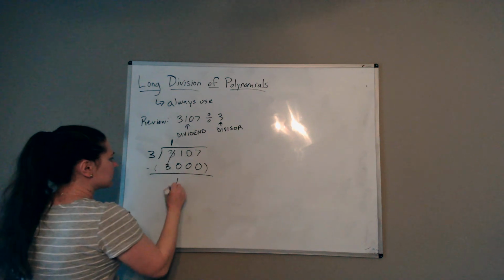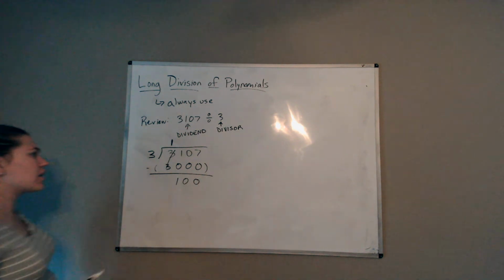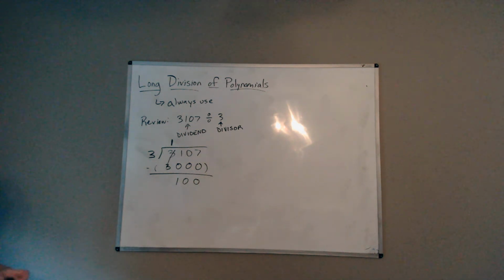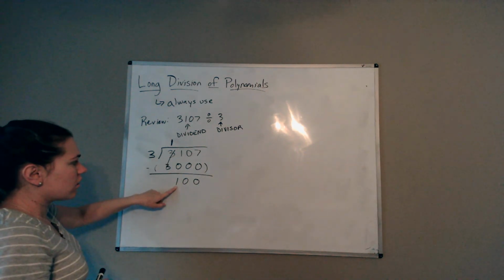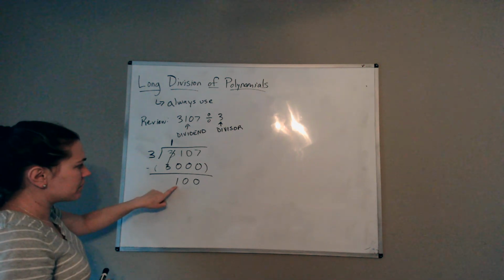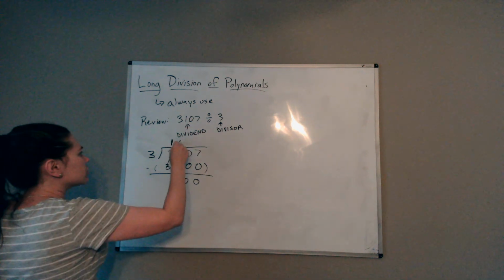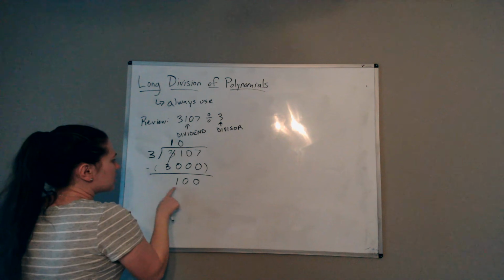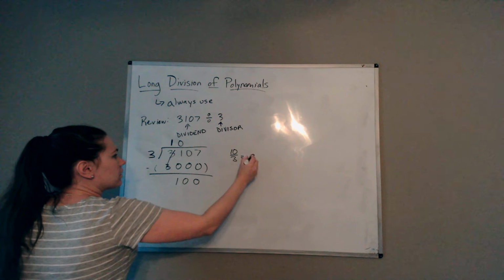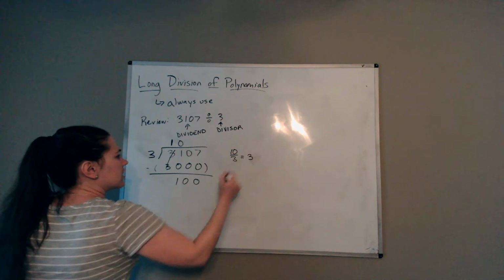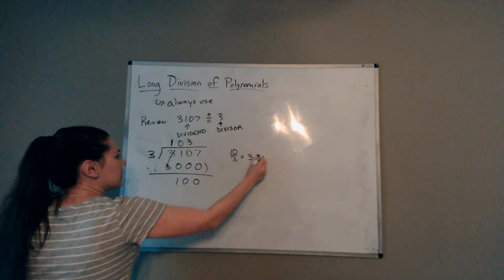1 minus 0 gives us 1, 0 minus 0 gives us 0, 7 minus 0 gives us 7. So now what we want to know is how many times does 3 go into the hundreds place without going over? Well, if it's just a 1 there, it's not going to go in at all. We're not going to have a hundreds place. How many times does 3 go into 10 without going over? Well, 10 divided by 3 is 3, right? So we put a 3 up here. 3 times 3 is 9, and we have a remainder of 1.